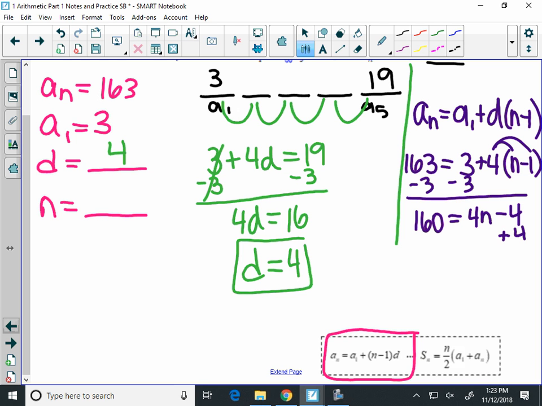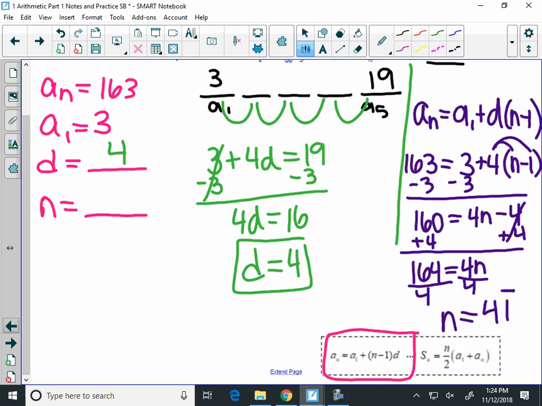And then let's add 4. So 164 equals 4n. And then you divide. So how many terms are you adding up in your list? 41. So 163 was the 41st term in the pattern. Not bad so far?